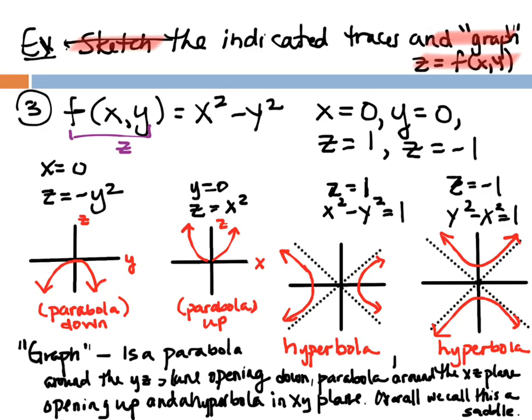Yes? It says, is a parabola spread around the YZ? Yeah, the first one is YZ right here. This is YZ. Oh, it's because I moved something. This is plane. YZ plane opening down, a parabola around the XZ plane opening up, and then a hyperbola in the XY plane. We do get a saddle shape. Okay, you guys ready to see the picture? See what it looks like in 3 dimensions? All right.